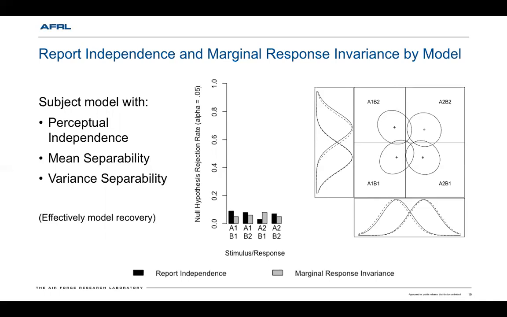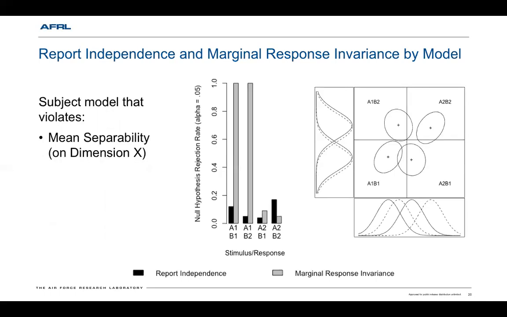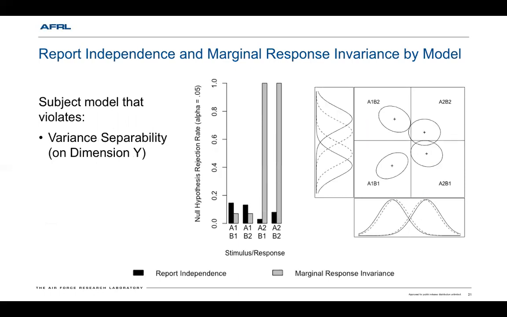marginals overlap well. For the subject model built with a mean shift on the x dimension, we see high rates of rejection for marginal response invariance on the appropriate responses and few rejections elsewhere. These correspond to the differences in the marginal distributions here, caused by the shift in means here. For the subject model built with a change in variance along the y dimension, we see high rates of rejection for marginal response invariance on the appropriate responses and few rejections elsewhere. These correspond to the differences in marginal distributions here, caused by the spread here.